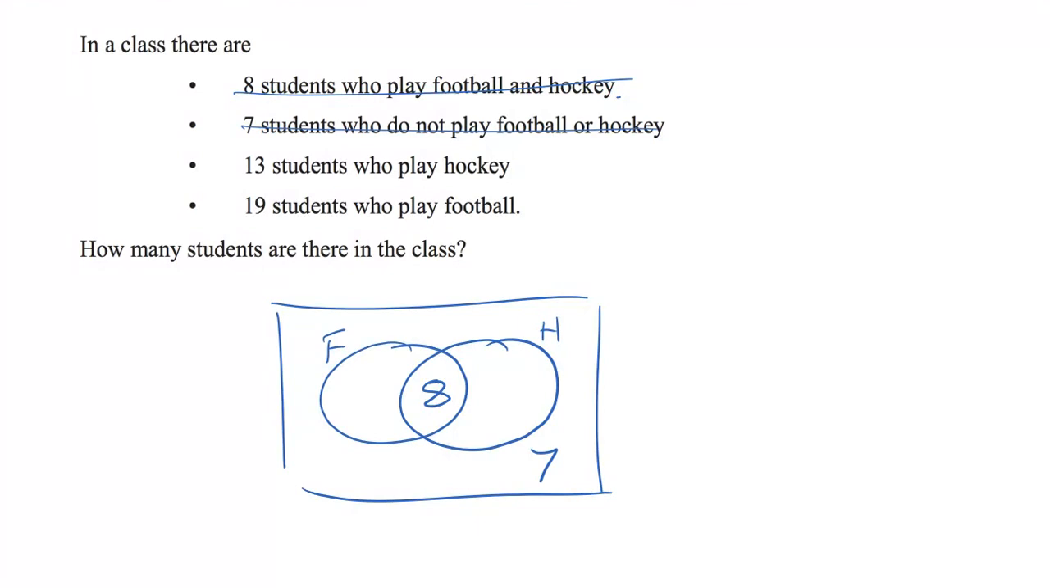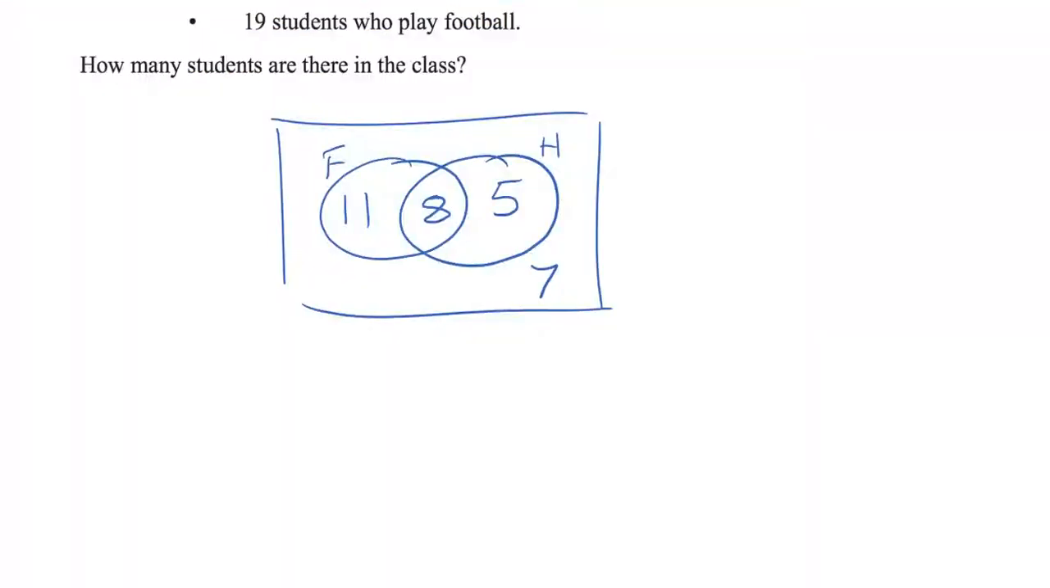So we've got 13 students in total who play hockey. Now, we already know that 8 of them also play football. Well, that means there's going to be another 5 to make that circle add up to 13. And finally, we've got 19 who play football. Well, that must mean that there are 11 left over, as well as the 8 that also play hockey. Okay, so we've completed a little Venn diagram.